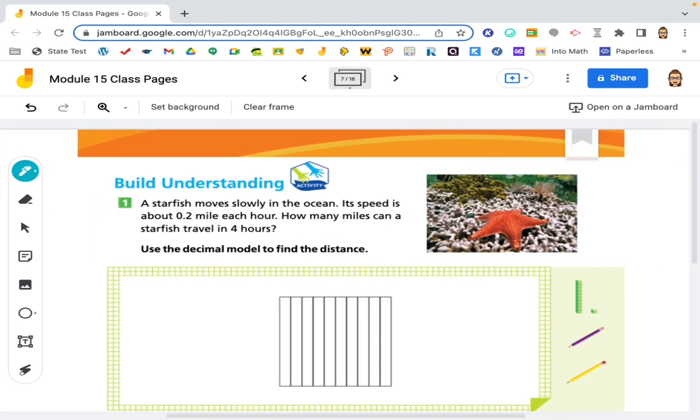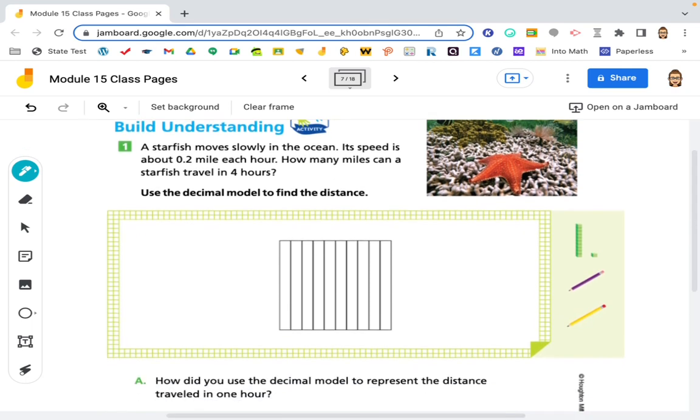So we have a starfish that moves slowly in the ocean. Its speed is about 2 tenths mile each hour. How many miles can a starfish travel in 4 hours? Use a decimal model to find the distance. Well, we would do 1, 2, that's 1 hour. 1, 2, it's 2 hours. 1, 2, 3 hours. 1, 2, it's 4 hours.